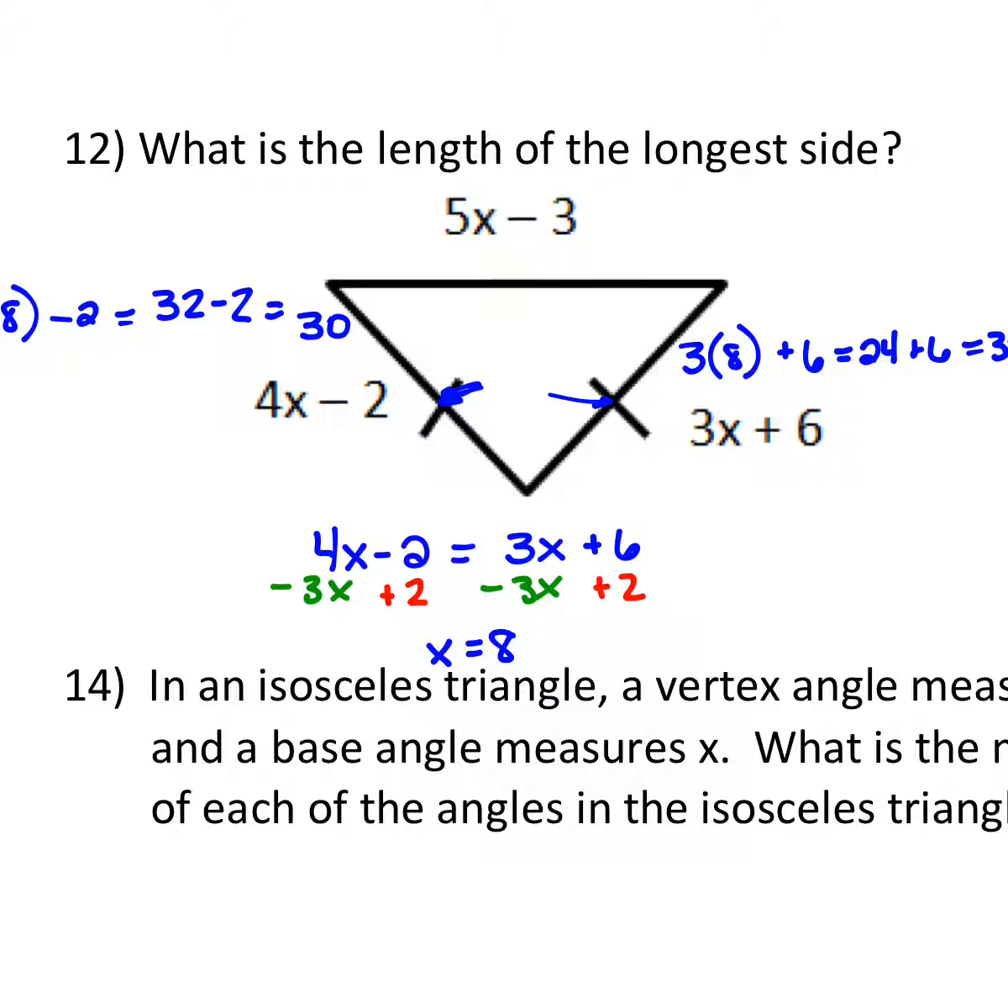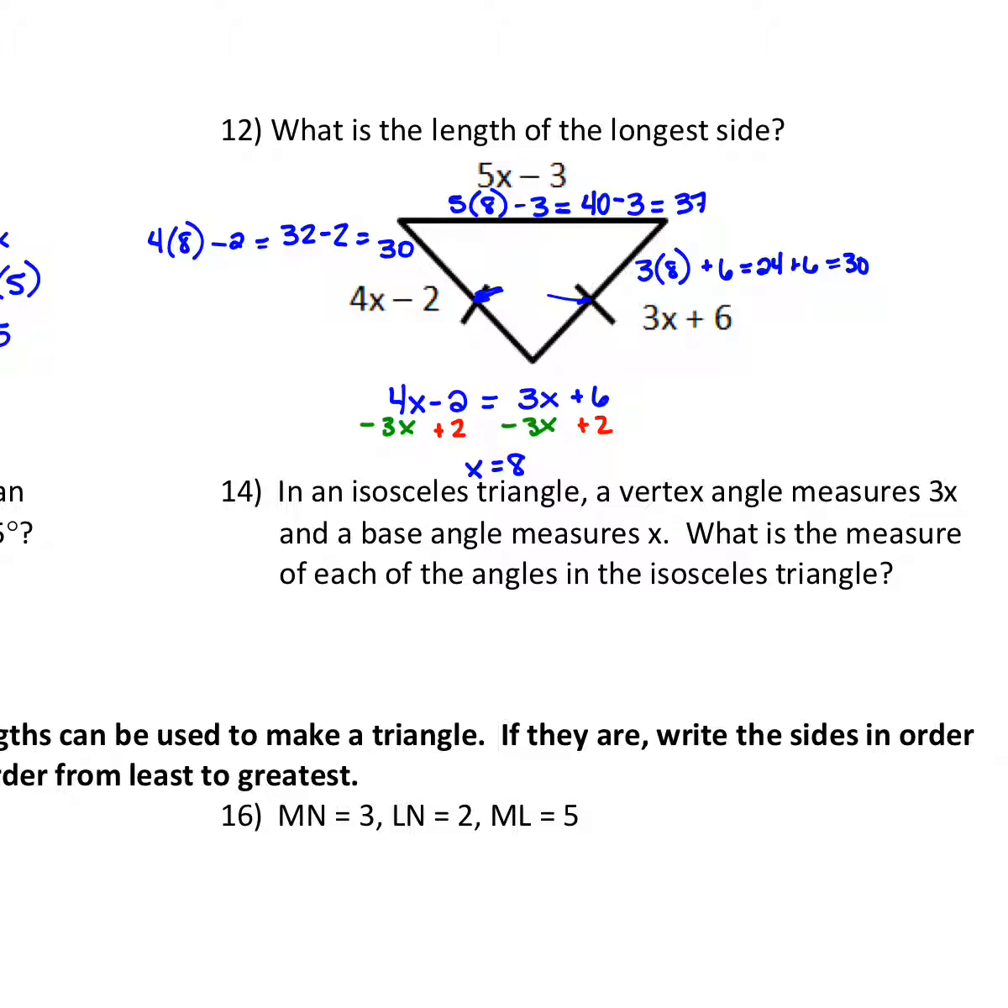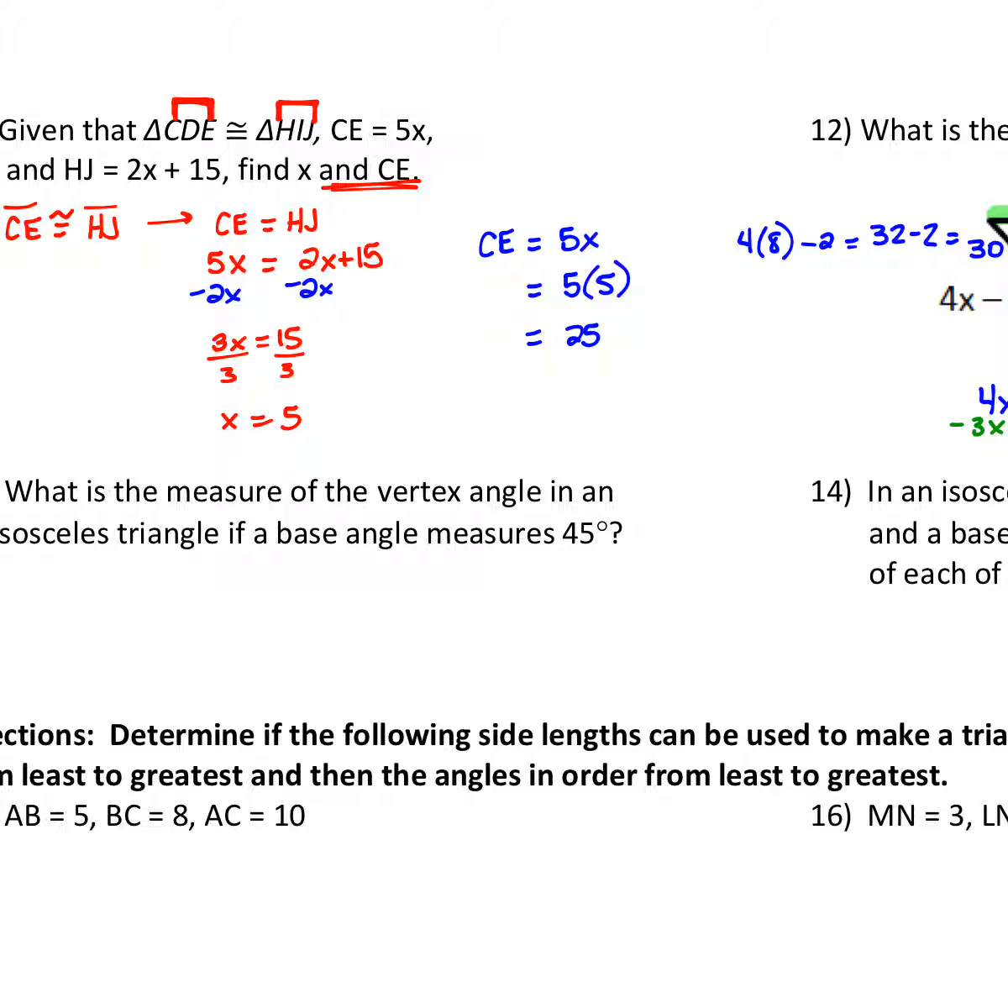So one of those two could be our longest side. Let's see what happens. So I plug in 8 again. So 5 times 8 minus 3 equals 40 minus 3, which is 37. So my longest side is this joker right up top. That's going to be my longest side because the math says so. Not because that's what it looks like, but because the math says so.